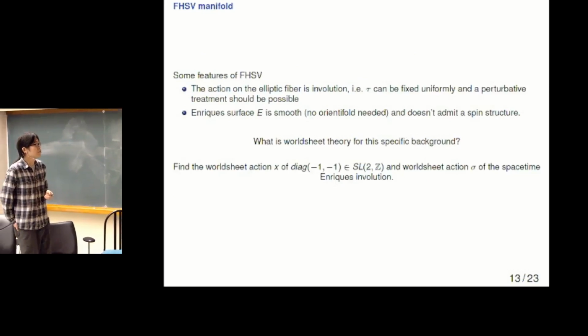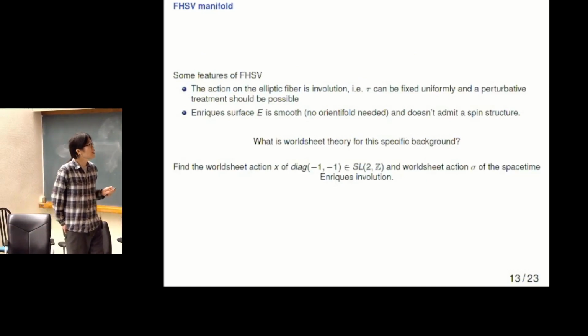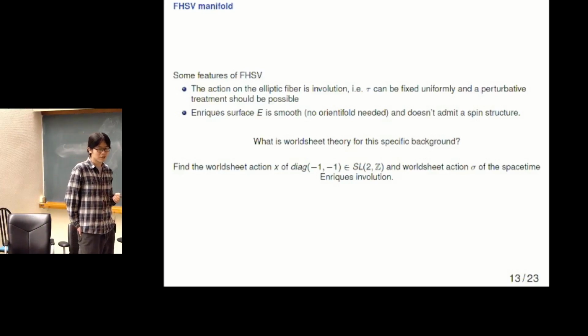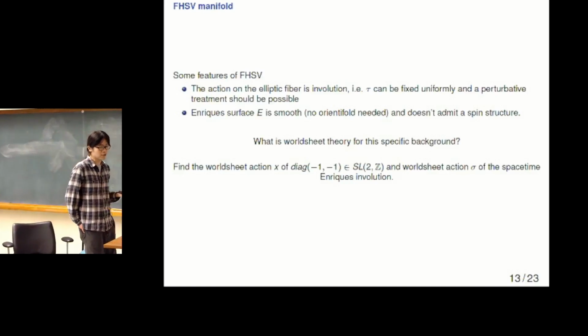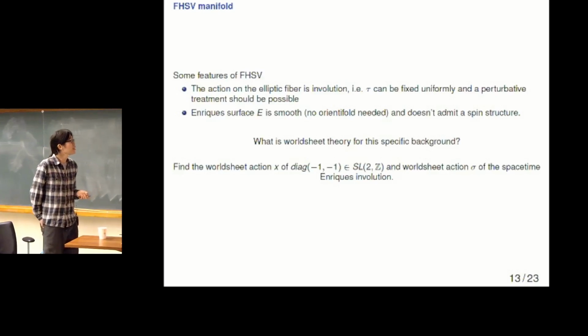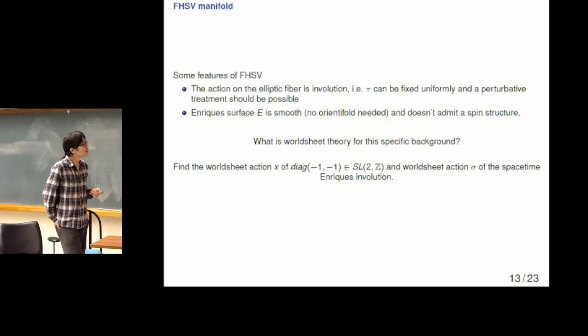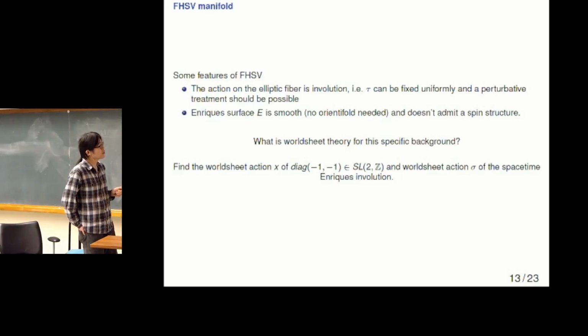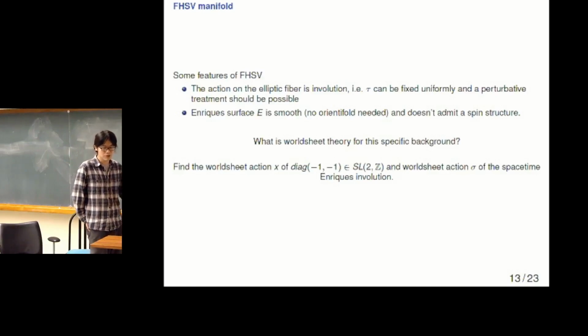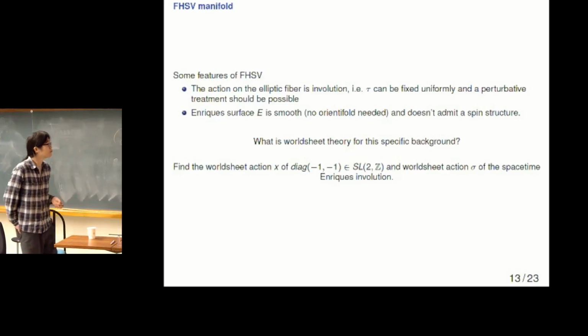And here are some general features of FHSV. First, the action on the elliptic fiber is just an involution, which means that a perturbative description could be possible for this typical F-theory vacua. And second, the Enriques surface is smooth. It is smooth because the action is fixed point free, and it doesn't admit a spin structure, simply because the Z2 action projects out the top holomorphic form.